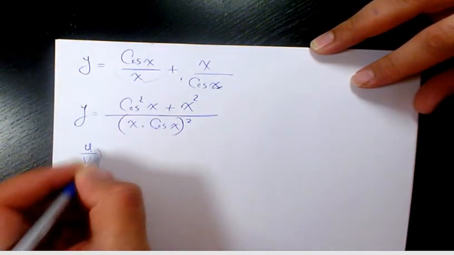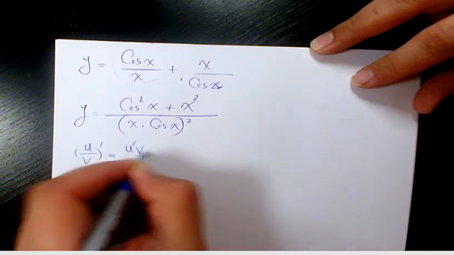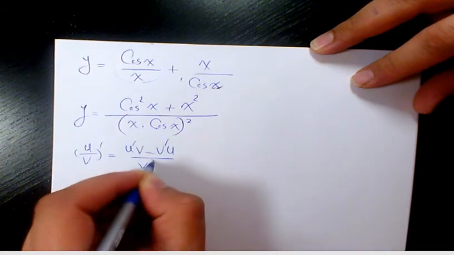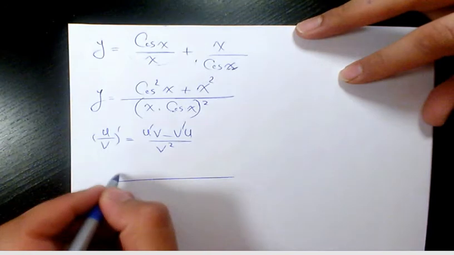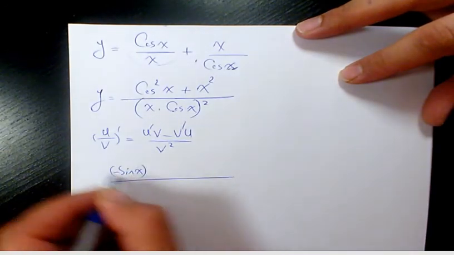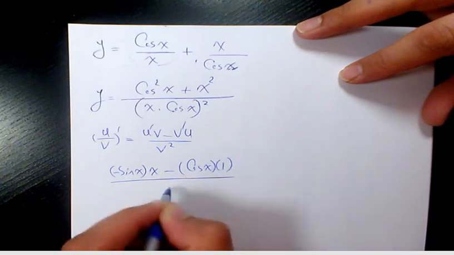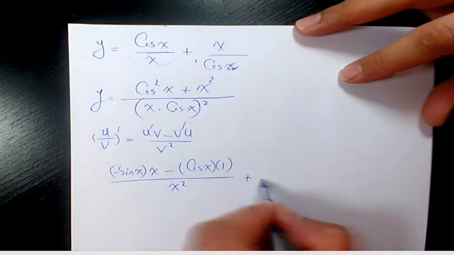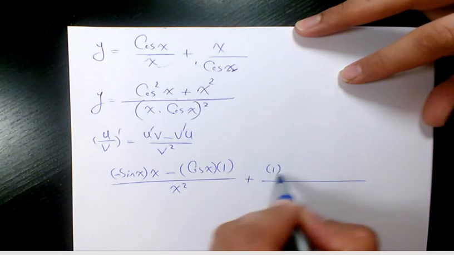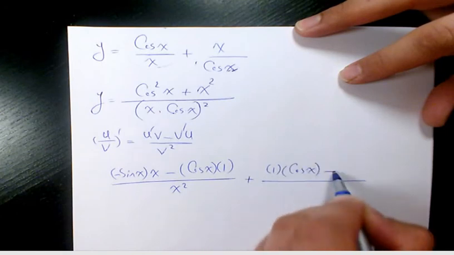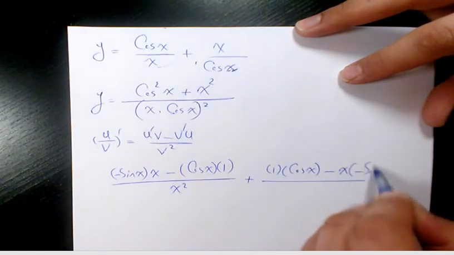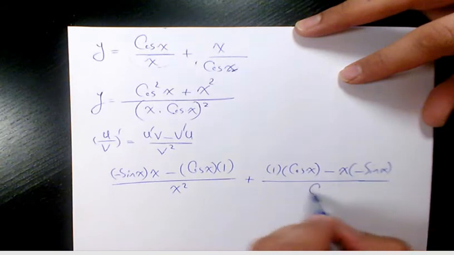So u over v: u prime v minus v prime u, divided by v squared. So it's going to be negative sine x times x minus cosine x times 1, divided by x squared. Here, the derivative of x is 1, times cosine x, minus x times the derivative of cosine, which is negative sine, over cosine squared x.